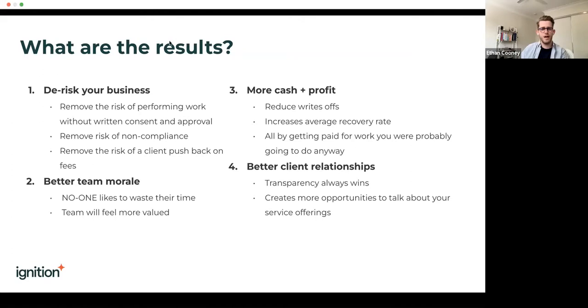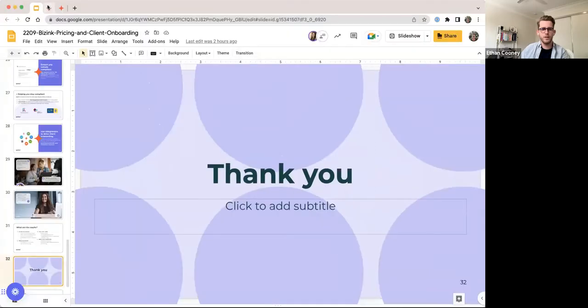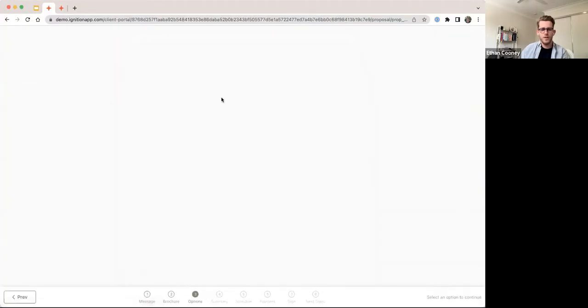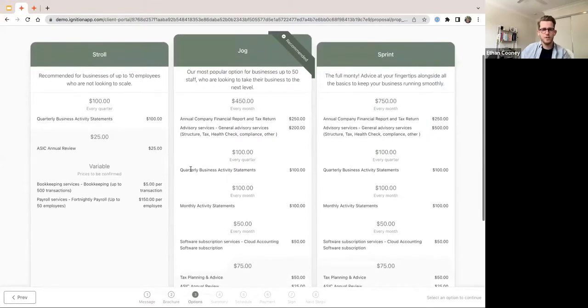In my final couple of minutes, I did want to just demonstrate the use of options, if I can get my computer to work. So I'm going to demonstrate this using Ignition, but this is not something you have to use Ignition for.